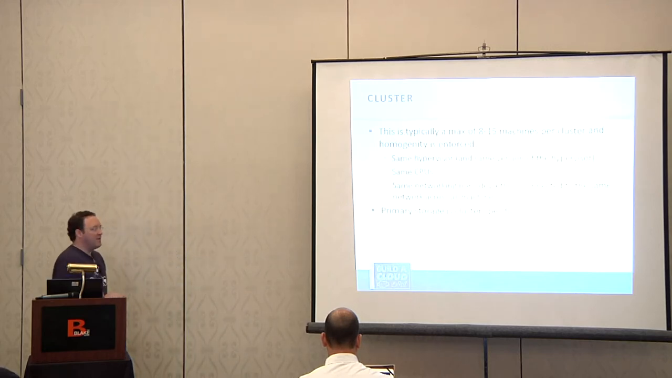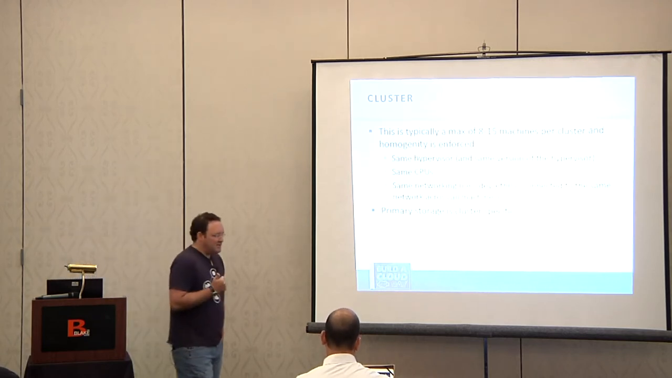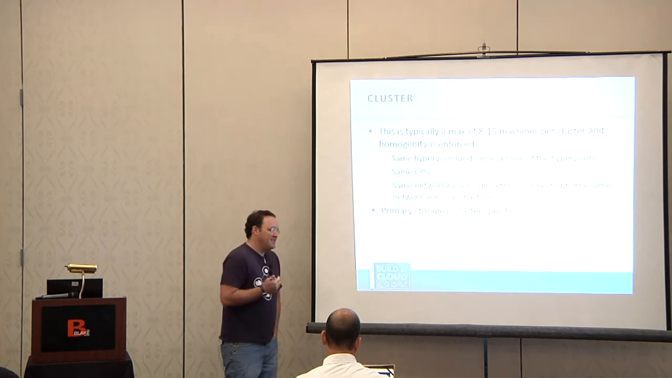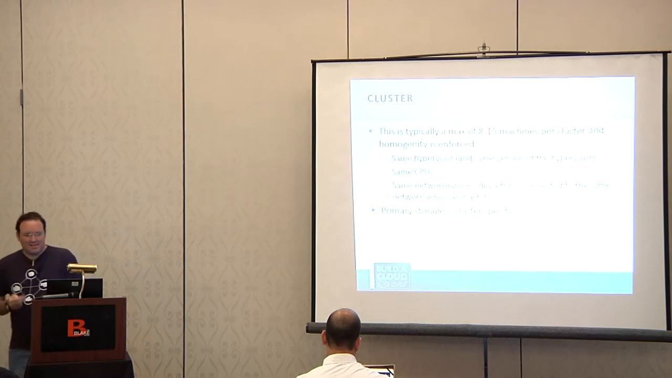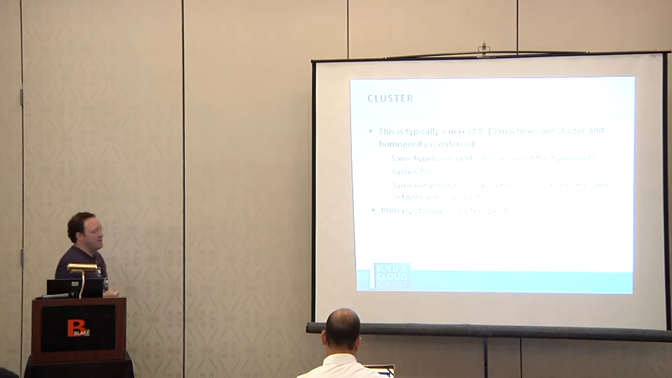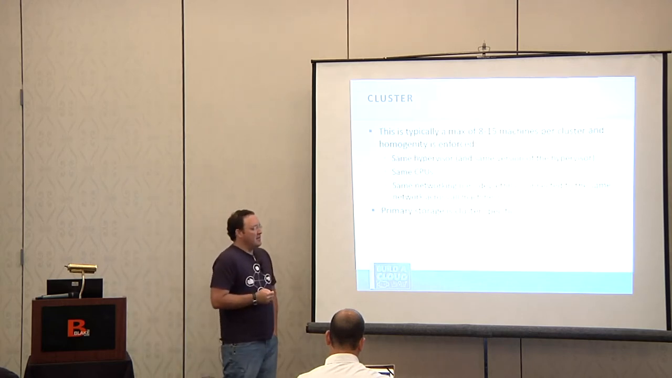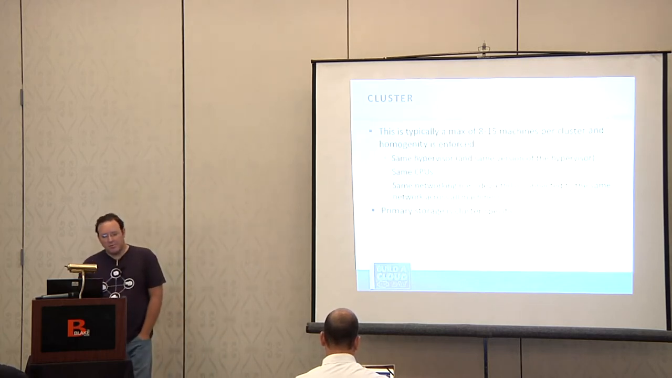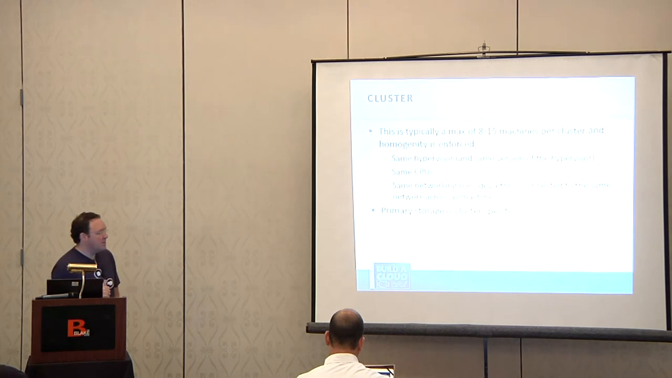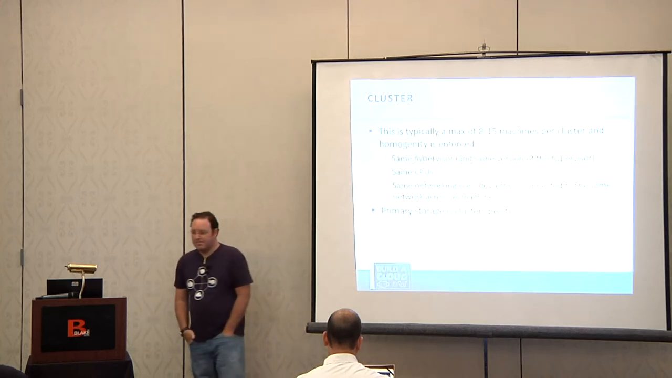So then we have clusters. And here's where we require that things start being the same. They need to be the same hypervisor, the same CPU, the same networking, which means that if your storage network plugs into ETH0, it needs to plug into ETH0 on every single host in that cluster. And the issue there is we're assuming that we're going to be able to migrate between hosts in the cluster. Primary storage is cluster specific, so each cluster is going to have its own primary storage resource.